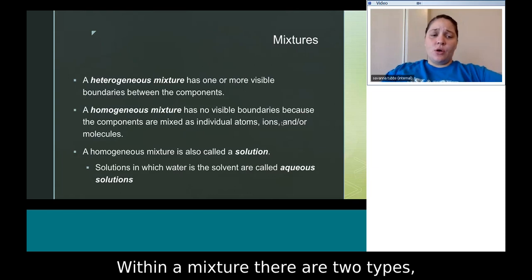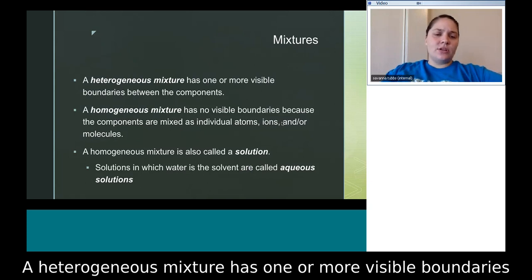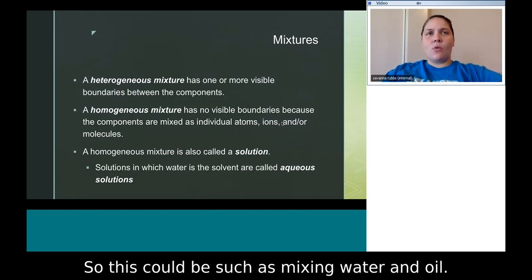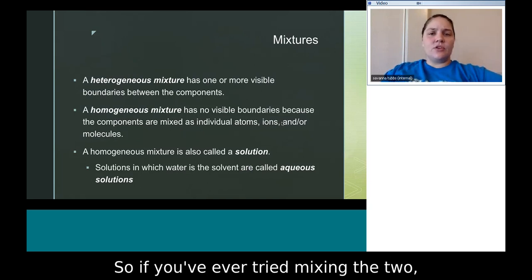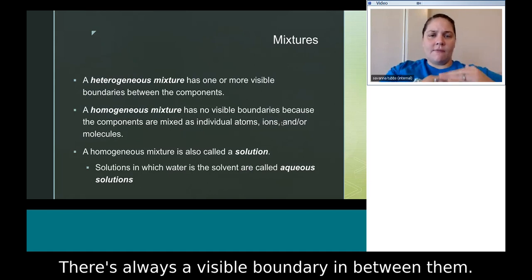Within a mixture, there are two types. We have a heterogeneous and a homogeneous. A heterogeneous mixture has one or more visible boundaries between the components. So this could be such as mixing water and oil. If you've ever tried mixing the two, you notice that they never actually mix together. There's always a visible boundary in between them.